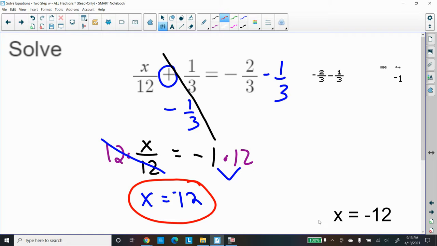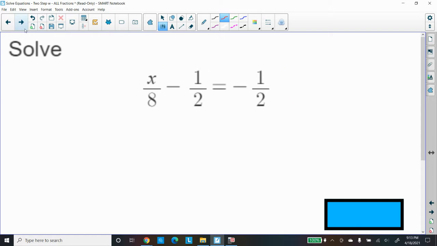If you want a real good way, since you have a calculator, why not change the fractions to decimals? So that's a good way to deal with these. That way you don't even have to deal with the fraction.